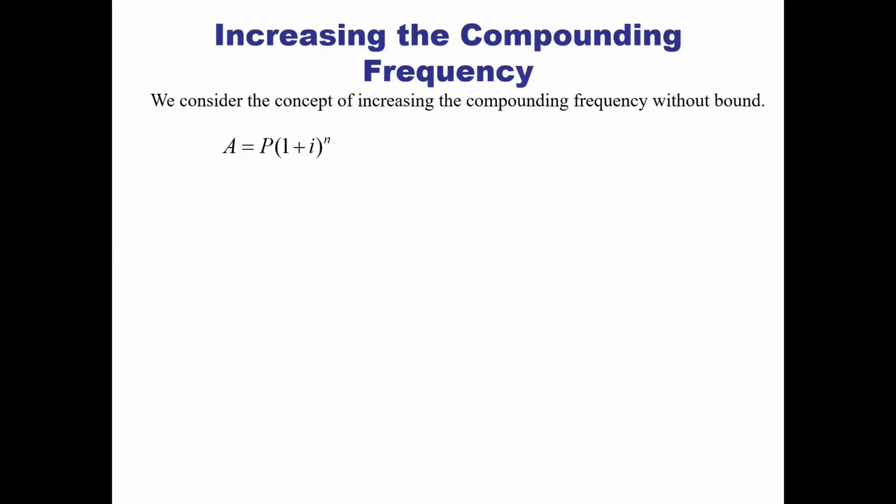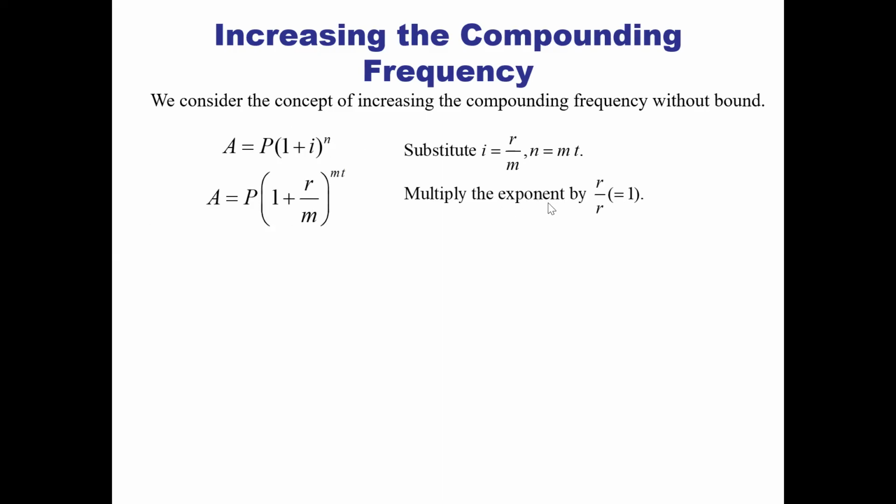All right, so now let's increase that compounding frequency. So we're going to consider the concept of increasing the compounding frequency without bound. So we start with A is P times 1 plus i to the n, and i is r over m, and n is m times t. So that's just simplifying the formula here, and that gives us that.